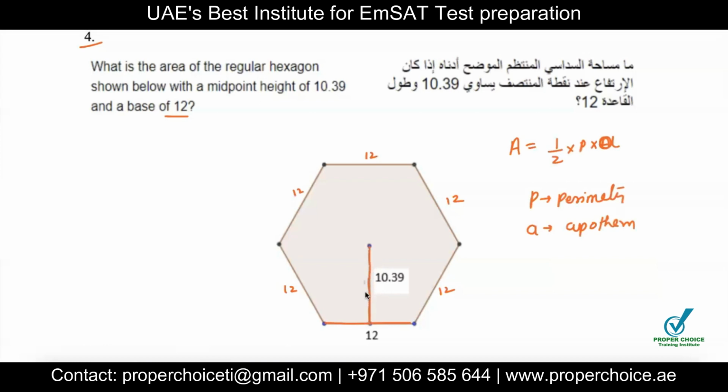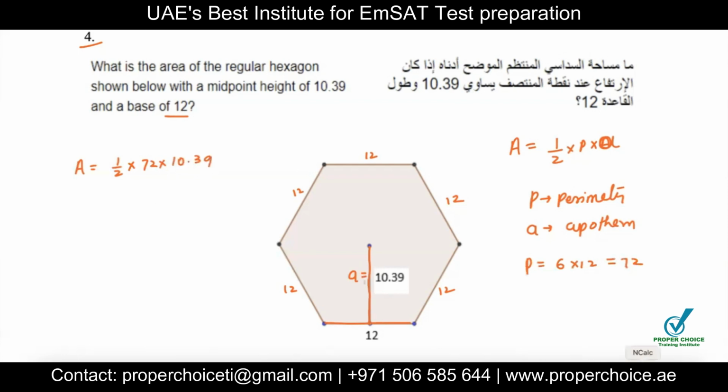In this case, the apothem is a, whose value is 10.39, and we can find the perimeter by adding up all the sides. As a regular hexagon has 6 sides, the perimeter is 6 times 12, rather than adding 12 plus 12 plus 12 six times. 6 times 12 is equal to 72, and the apothem is known to me. Substitute that. In this case, area is equal to half times 72 times 10.39.